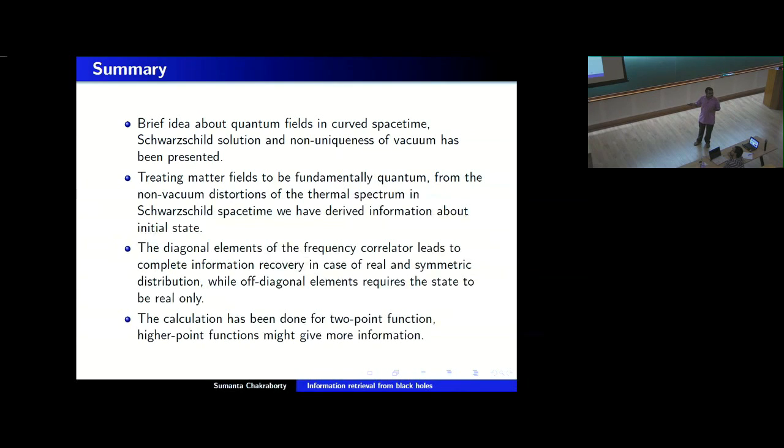On the other hand, I have used the off-diagonal parts, when omega 1 is not equal to omega 2. These off-diagonal elements require the state to be real only, as I stated, but if you rely on the diagonal part, then it has to be real and symmetric. So that is something we have achieved by using this omega 1, omega 2 frequency cross correlation. And finally, the calculation has been done for 2-point functions, while higher point functions might lead to more information.